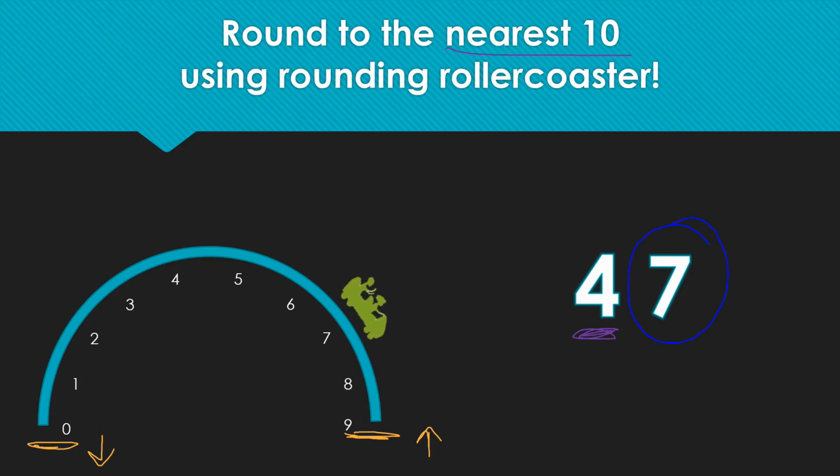Since it's on this side, if our roller coaster's electricity would just shut off, it would fall down this way. That means that 47 would go up to the next largest 10, which is 50. So 47 rounded to the nearest 10 is 50.